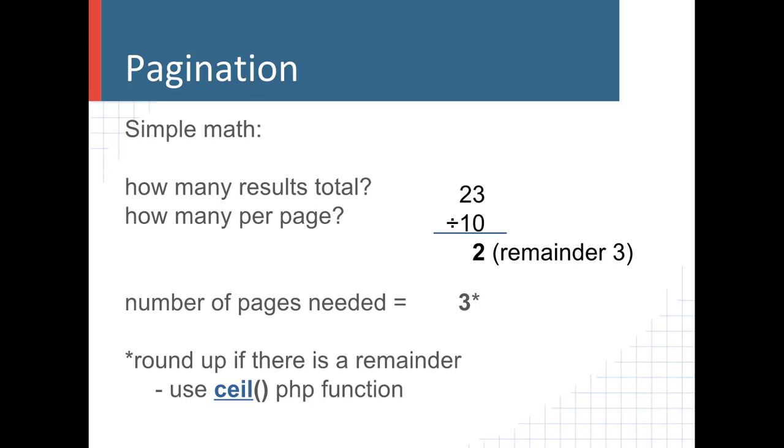For example, in this case there are 23 results. If we want to show 10 results on each page, page 1 has the first 10 results. Page 2 has the second 10 results, and page 3 then must hold the rest of the results. If we wanted to show more or less than 10 at a time, we would have to change our math, and we would then have a different number of pages.